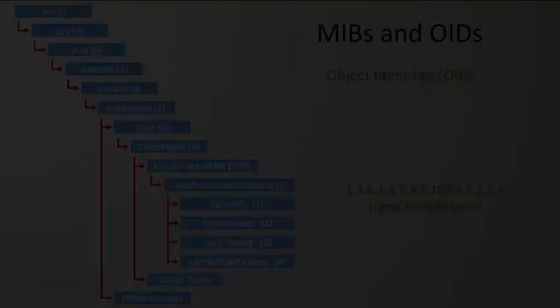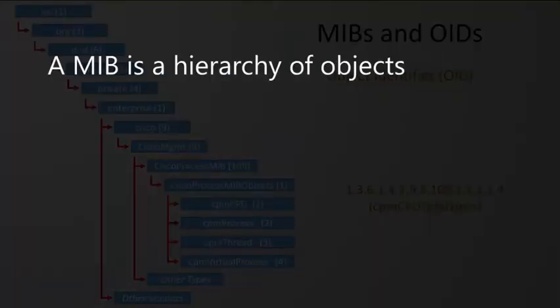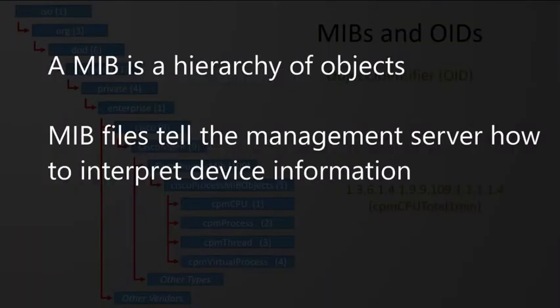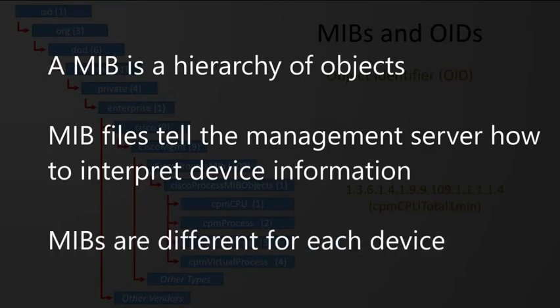So, in short, a MIB is a hierarchy of objects. These objects tell the management server and the device how to share information. MIB files are downloaded and installed onto the management server. There are different MIB files for different devices. For example, a printer's MIB file might contain information on how much toner is left, while the MIB for a switch will have information on interfaces.